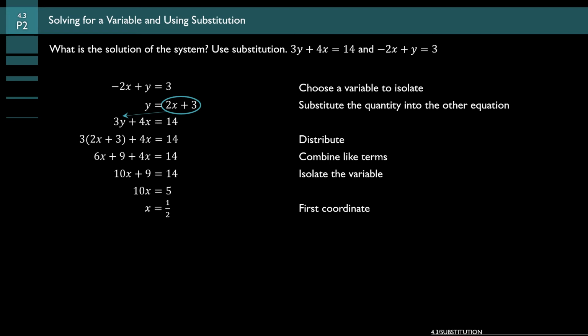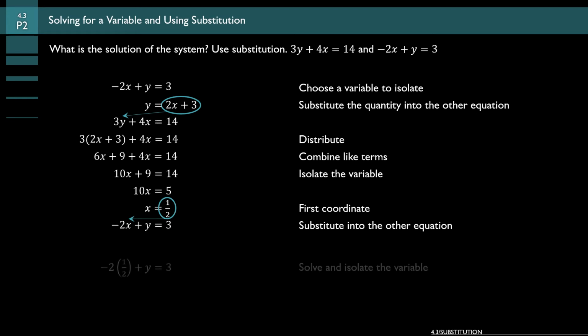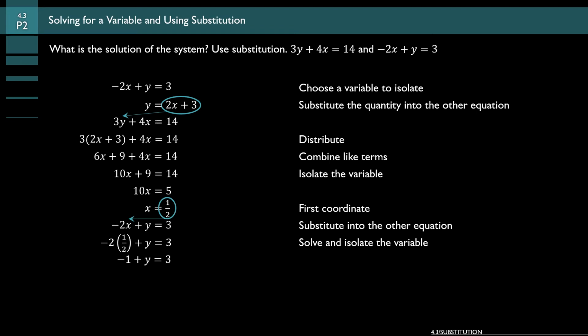We can substitute the 1/2 into the other equation, the negative 2x plus y equals 3, and we can then solve for y. So when we do that, we get negative 2 times 1/2 plus y equals 3. Negative 2 times 1/2 is negative 1, plus y is equal to 3. Add 1 to both sides, and you get y equals 4. So right now our solution stands at (1/2, 4).